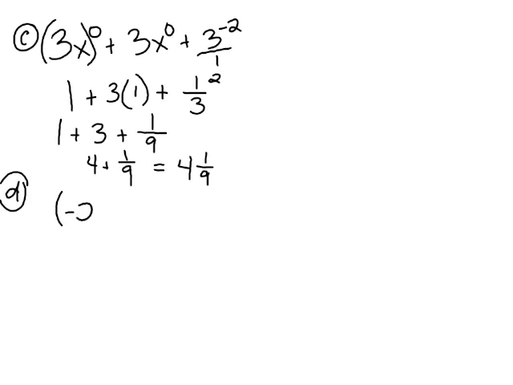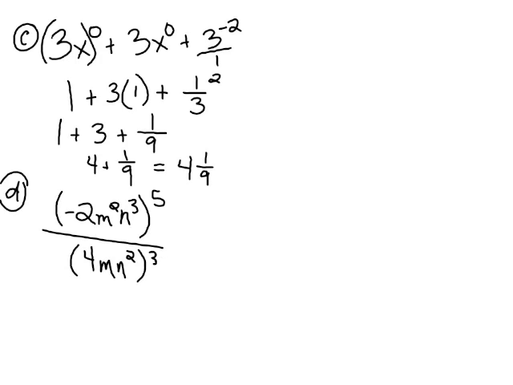Example D is negative 2 m squared n cubed all to the 5th power over 4 m n squared to the 3rd power. Okay, let's get rid of the brackets. So negative 2 to the 5th power is 2, 4, 6, 8, negative 32. So positive or negative? What's the rule when we have an odd exponent? Keep the sign. Okay, it stays negative.